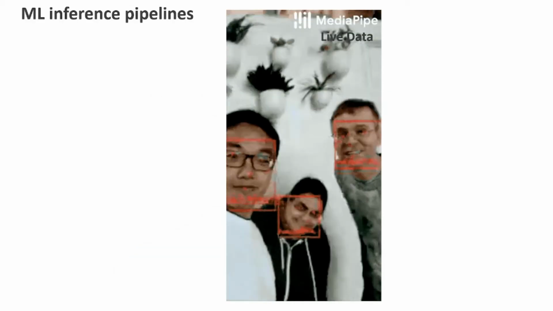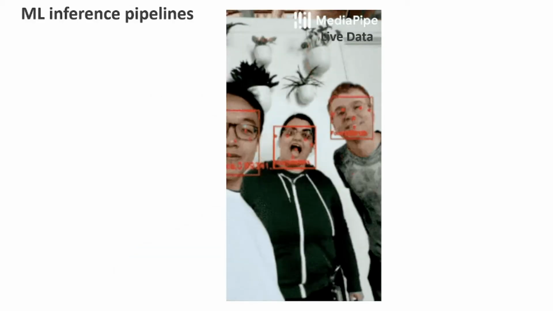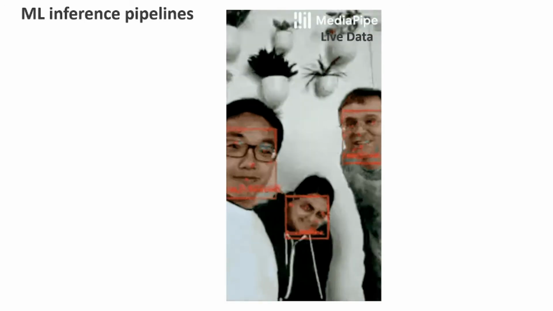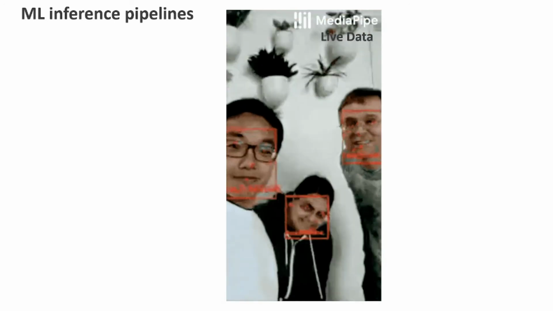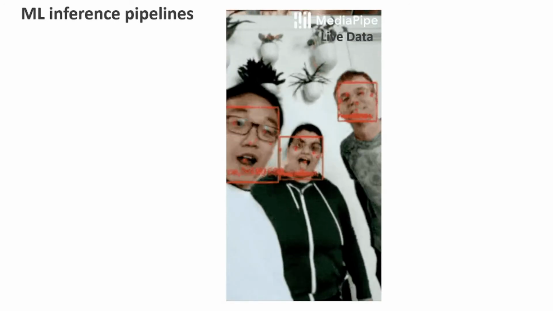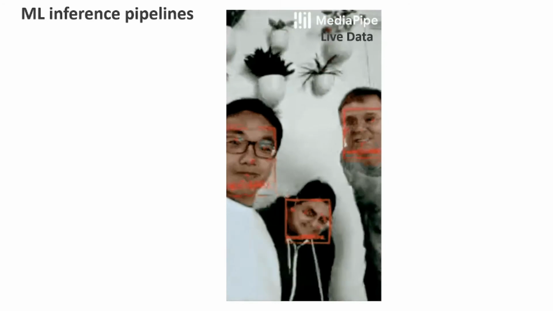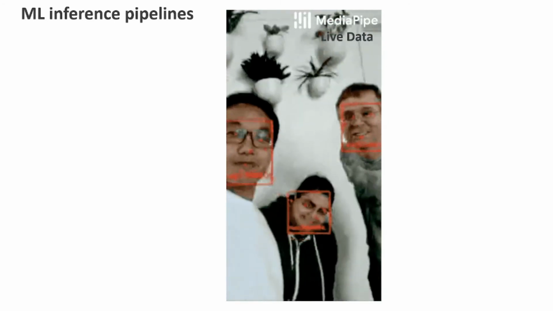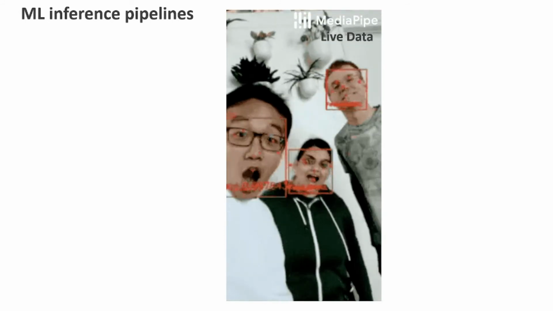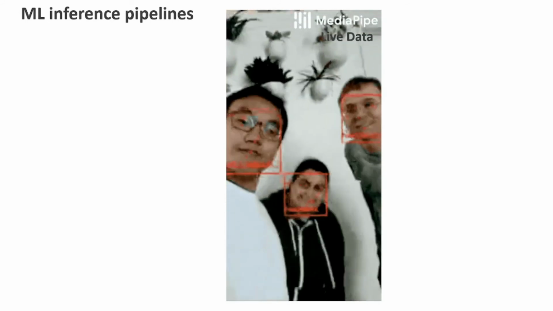And the second one is machine learning inference pipelines, which means live data. So machine learning inference is the process of running live data points. For example, we all have used Snapchat and Instagram filters and may have recorded videos. This is what machine learning inference means.